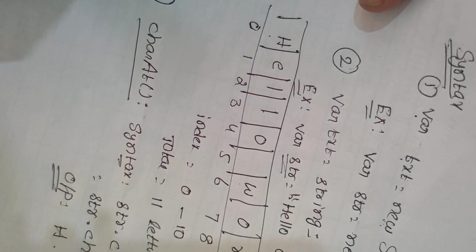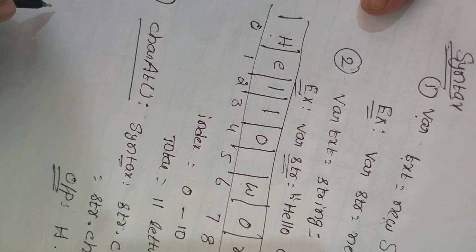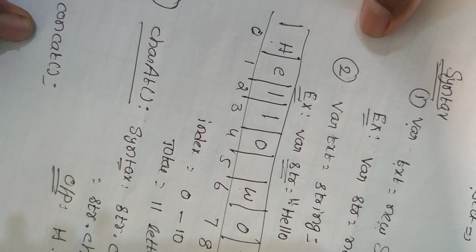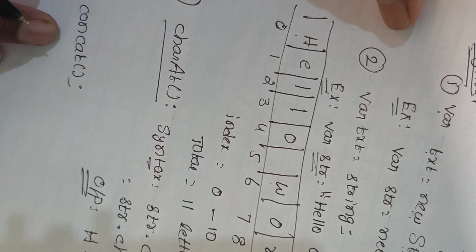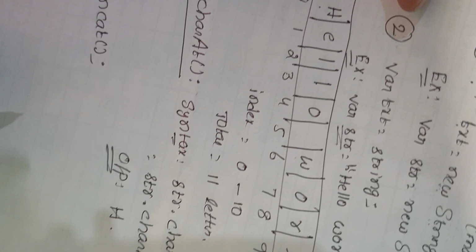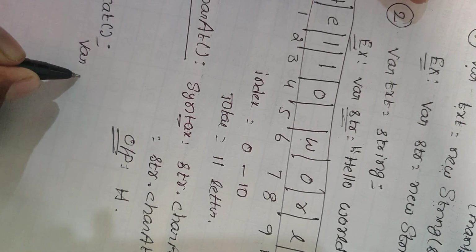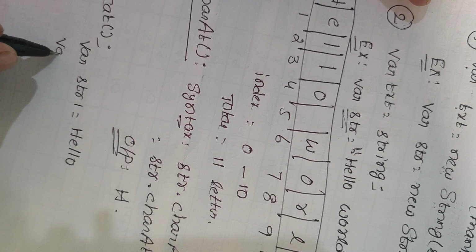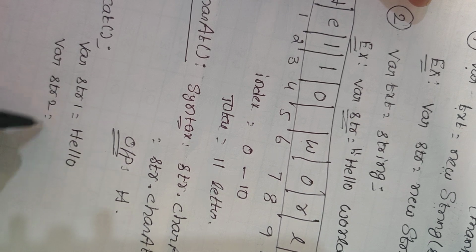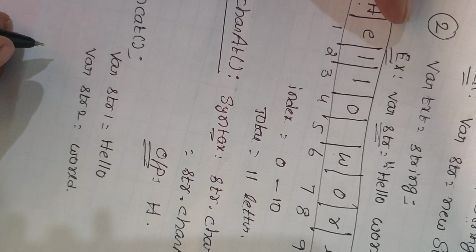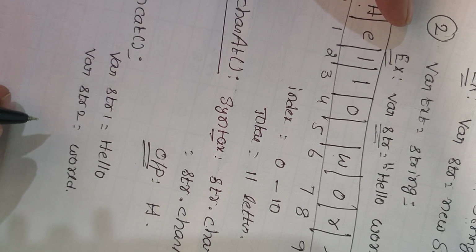And the second function is concat. This is the type of function which is used to combine two strings. It is used to combine two or more strings; you can use many strings. For example, the first string: var str1 = "hello"; the next string: var str2 = "world". Now I would like to combine string 1 and string 2 and store it into string 3.